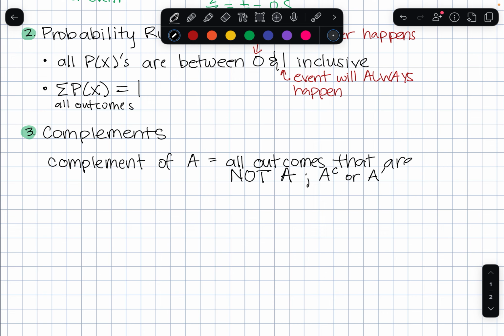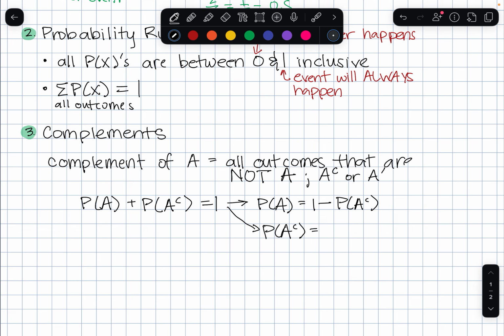The nice thing about this is that event A and all of the outcomes that are not A should be all of the outcomes in our sample space. So P of A plus P of not A should add up to 1. What that means is P of A is equal to 1 minus the probability of the complement of A, and that the probability of the complement is equal to 1 minus the probability of A.